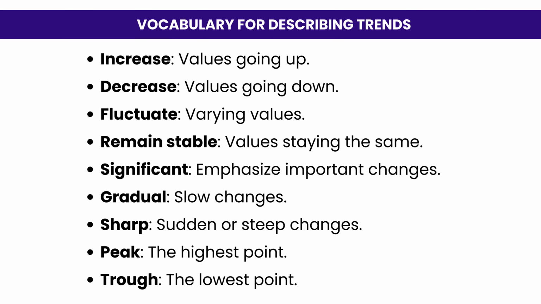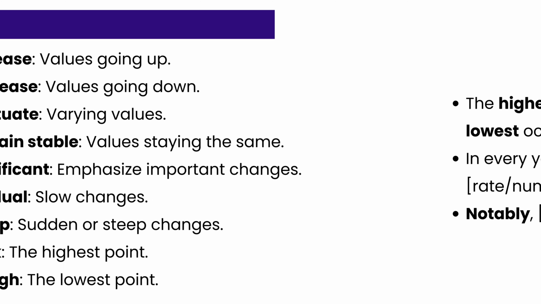Vocabulary for describing trends. Increase, values going up. Decrease, values going down. Fluctuate, varying values. Remain stable, values staying the same. Significant, emphasize important changes. Gradual, slow changes. Sharp, sudden or steep changes. Peak, the highest point. Trough, the lowest point.